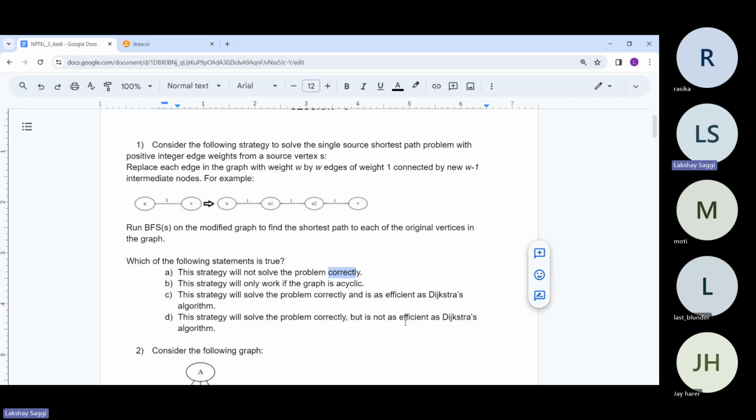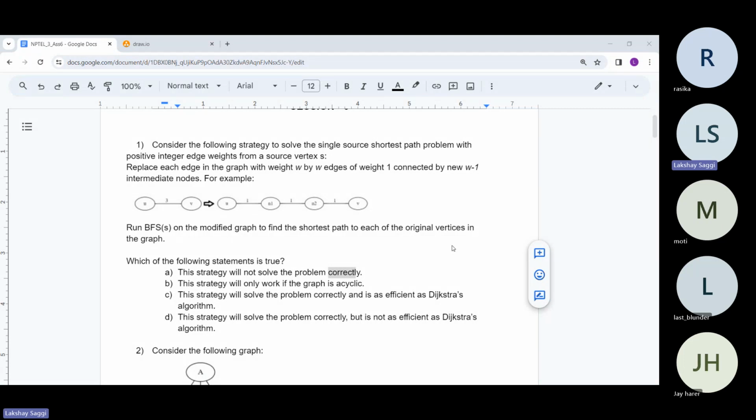If this is incorrect, then there is no use in comparing efficiency, since an efficient algorithm which is incorrect is of no use to us. We only want a correct as well as efficient algorithm. So what do you guys think? Is this strategy correct?